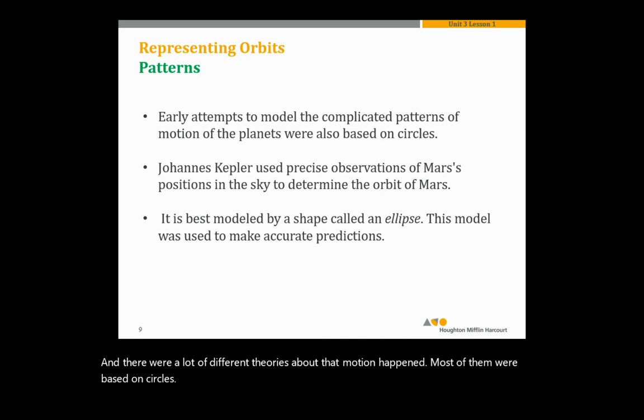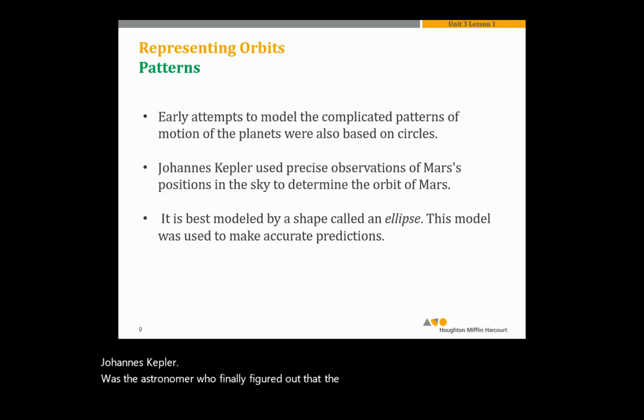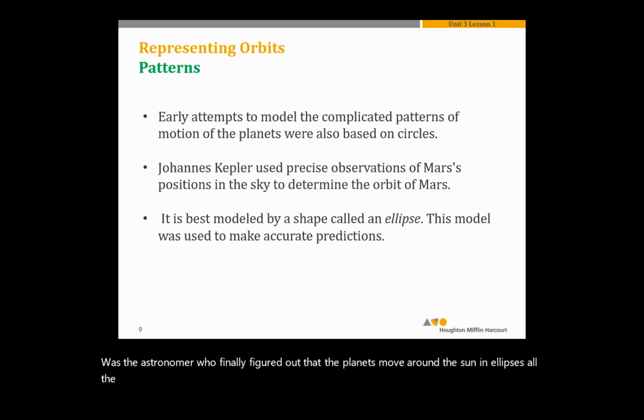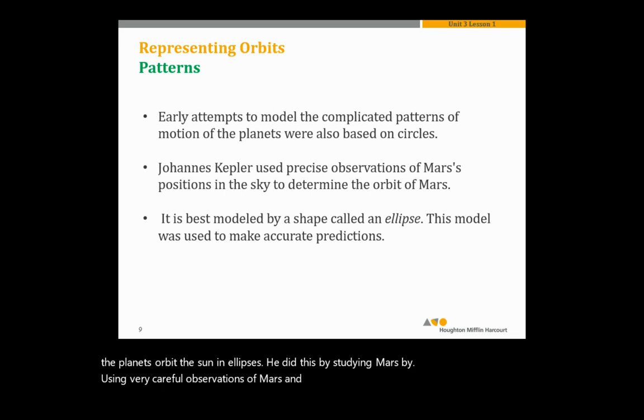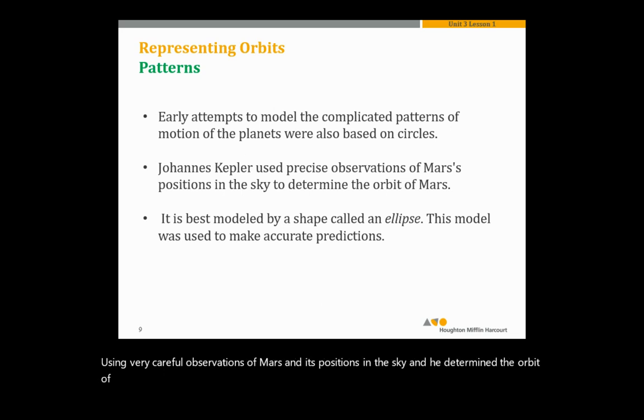Johannes Kepler was the astronomer who finally figured out that the planets move around the sun in ellipses. All the planets orbit the sun in ellipses. He did this by studying Mars, by using very careful observations of Mars and its positions in the sky. And he determined the orbit of Mars and then could determine the orbits of the other planets from there.